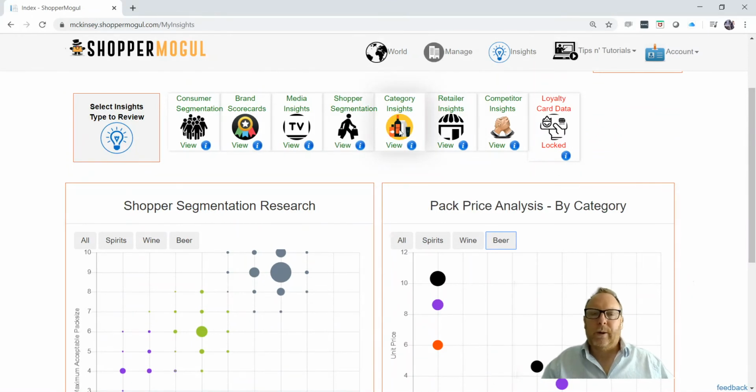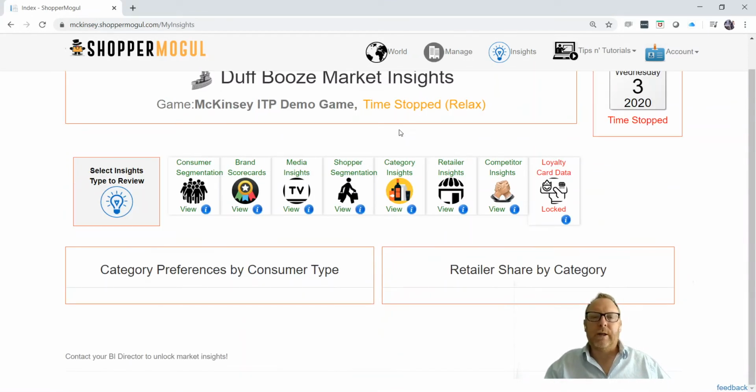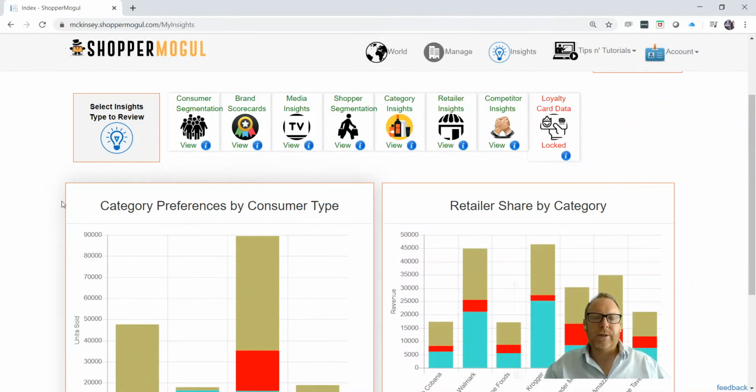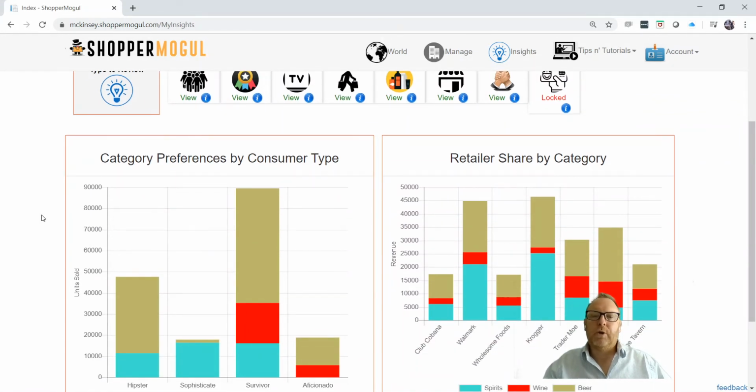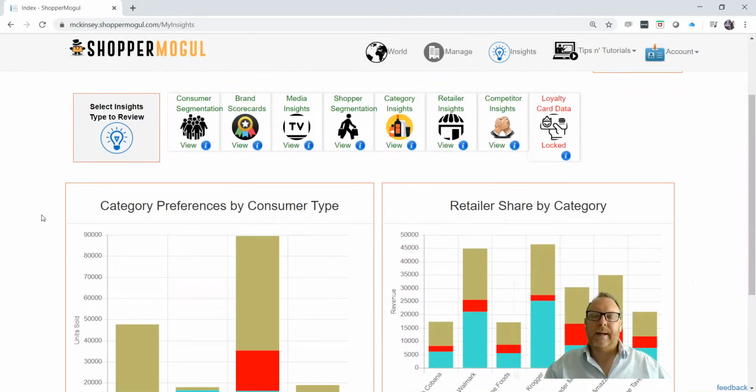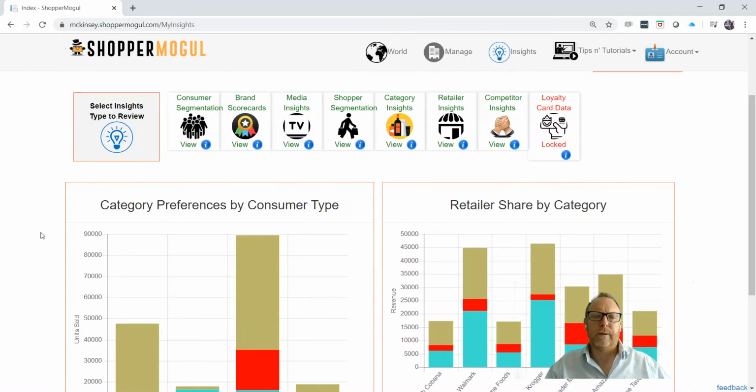So what else have we got? The remaining charts are all bar charts instead of bubble charts, and these are ones which are breaking down demand against different types of information. So we've got category, retailer, and competitor insights.